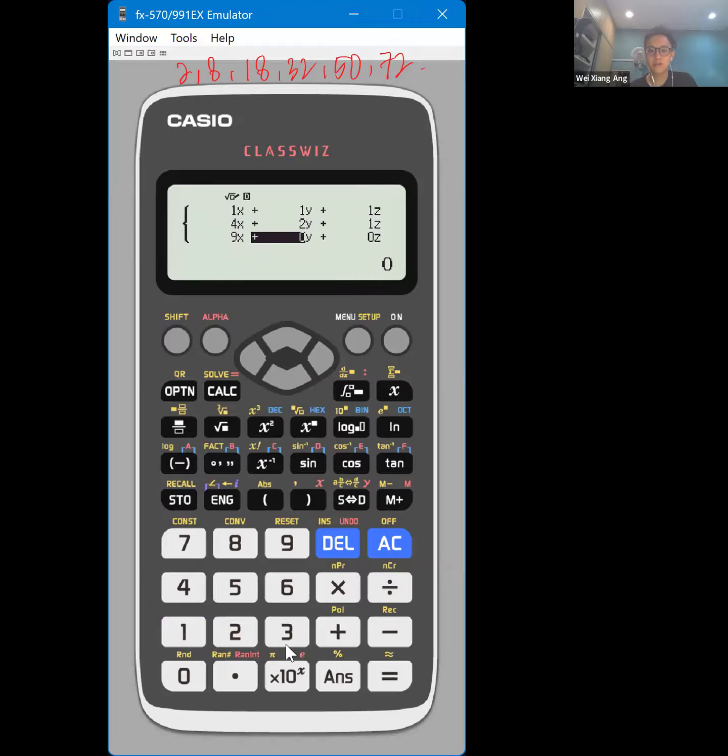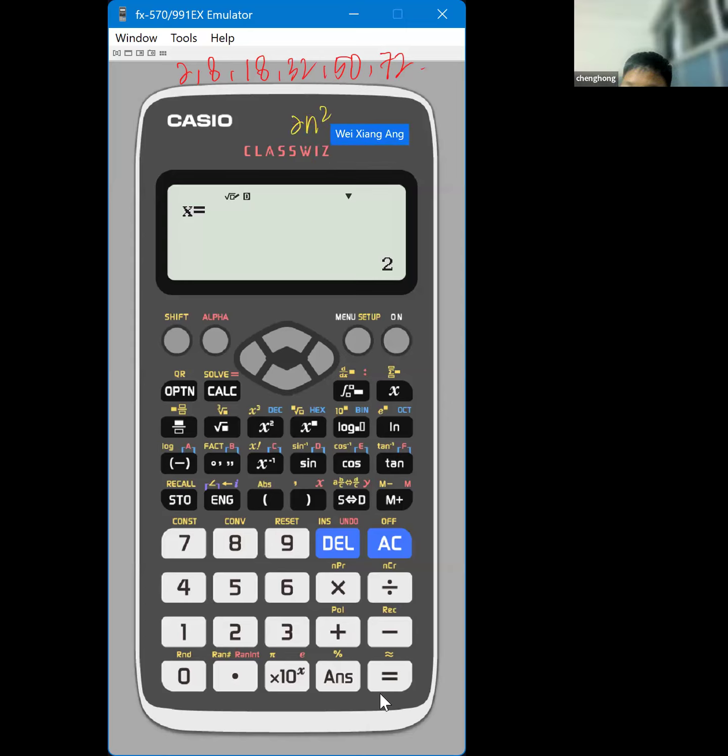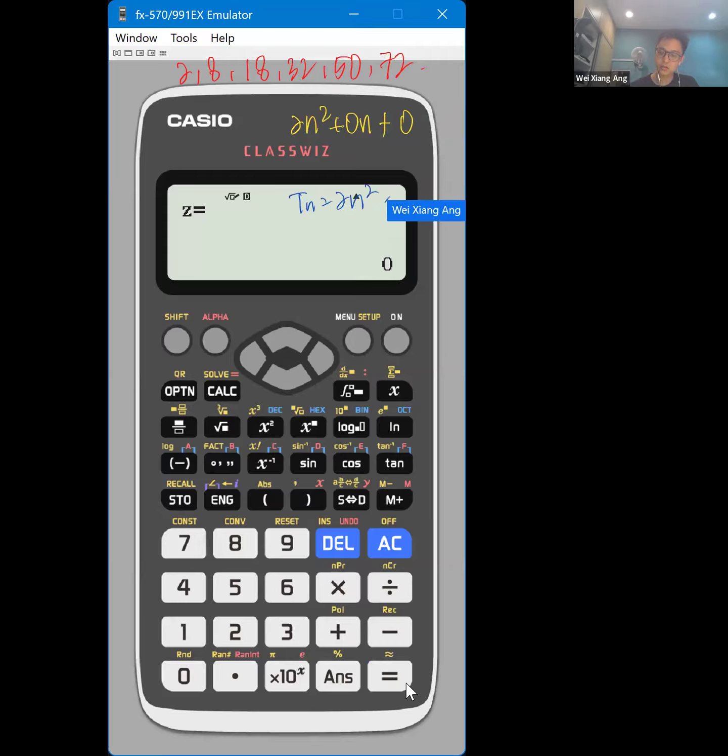Third row is 9, 3, 1, 18. Okay, then it's off. Okay, this is X; your equals to, that's an n, right? That's your A. So it's 2. So this is 2n squared. Okay, the rest is 0. So y is 0, so plus 0n. Okay, and c is 0. So your nth term is just 2n squared. Just like that.